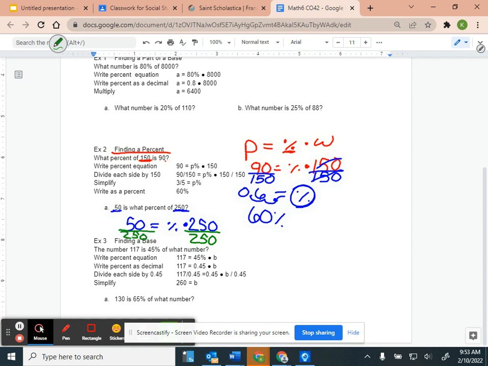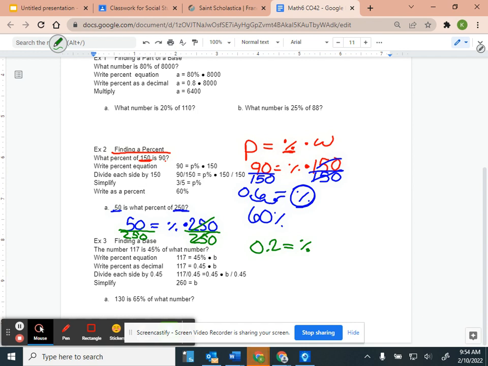So just like we did over here when we divided that 150 out, we need to divide our 250 out to get the percent by itself. So 50 divided by 250, Zoe? 50 divided by 250? Or did you do 250 divided by 50? You have to put 50, the numerator, as the first number. 50 divided by 250 is 0.2, which equals our percent. Now we want it as a percentage.